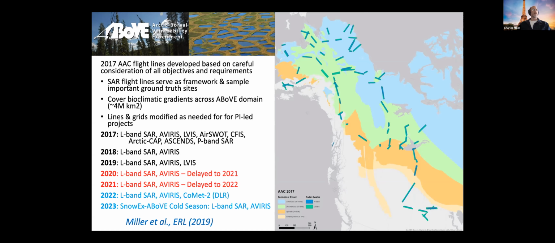Then in 2018 and 19, we repeated with L-band SAR and AVIRIS and got some wonderful coverage in 2019 of LVIS, delayed through 20 and 21, and then hope to go back in 22 with L-band SAR and AVIRIS, and then our colleagues from DLR will bring over a payload on the HALO aircraft. In 2023, we'll have a cold season campaign in conjunction with SnowEx, and that will cover interior Alaska and the North Slope, particularly along the Dalton Highway. And that might be of interest to this group as well. Next, please, Peter.